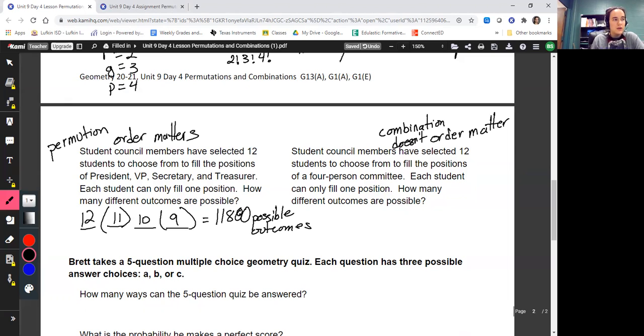Order doesn't matter. So we've got a combination, so we need our total, which is 12, and we're choosing 4. I've got nCr 12, 4 in combination. So menu, probability, combination 12, 4. So we have 495 possible outcomes.